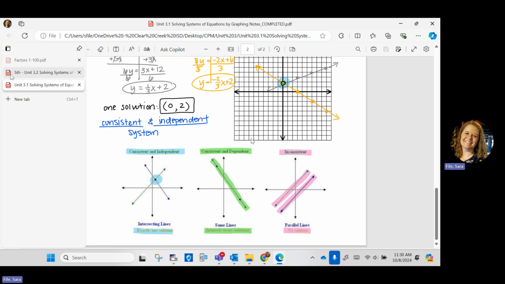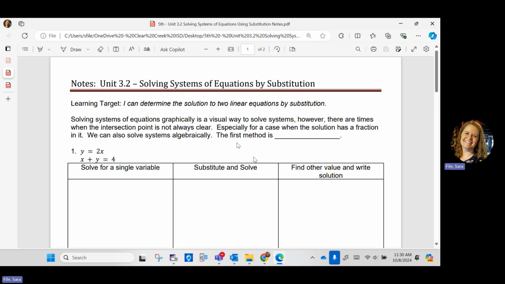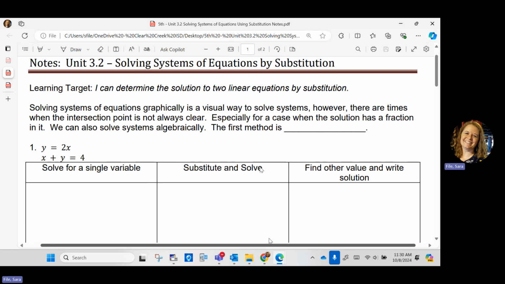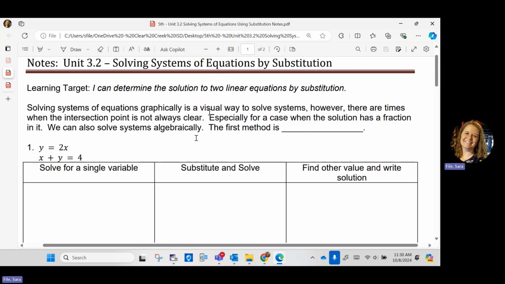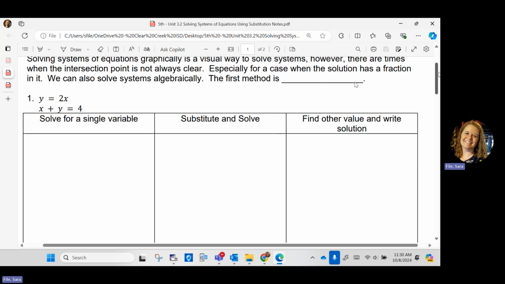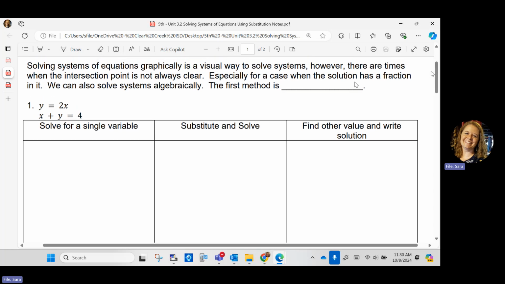So what we're going to look at today is an alternate method for solving systems, and it's called substitution. Graphically is a visual way, however, there are times when the intersection point is not always clear, especially for a case when the solution has a fraction. We can solve it algebraically, and again, this is called substitution. I'm going to fill in that first blank there.